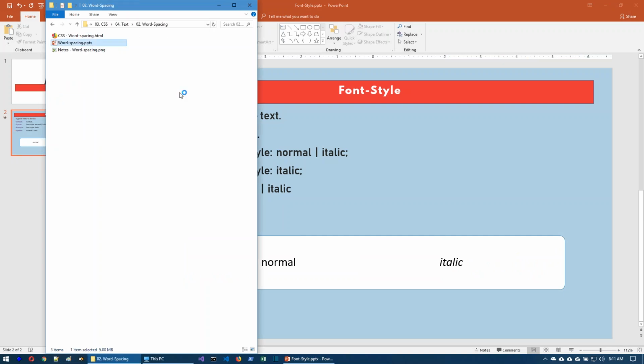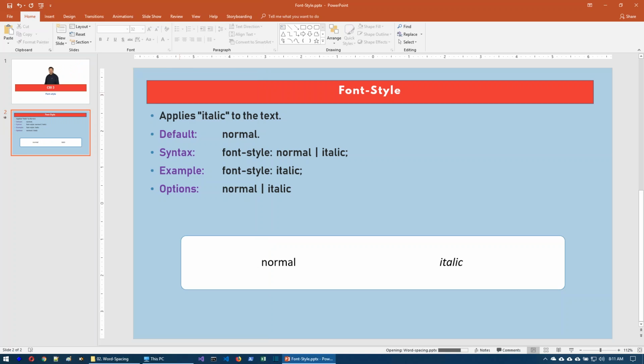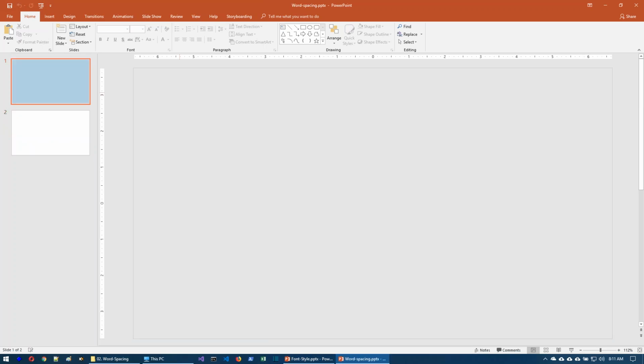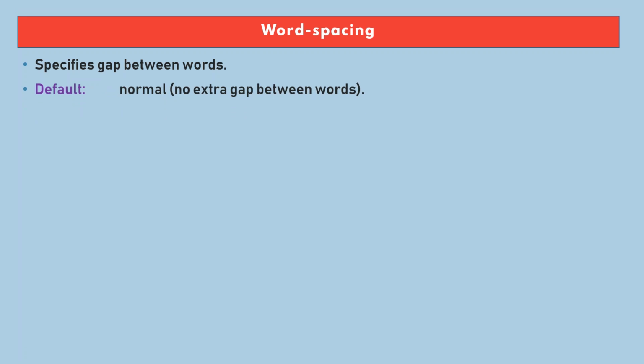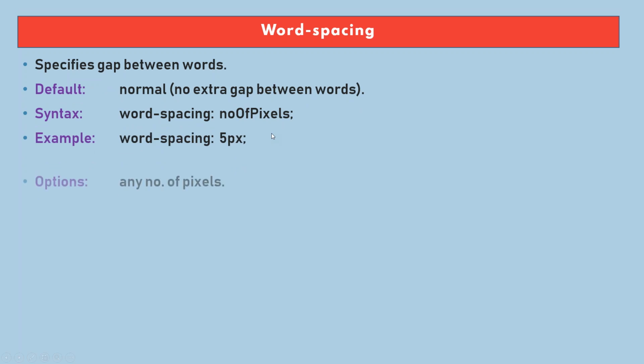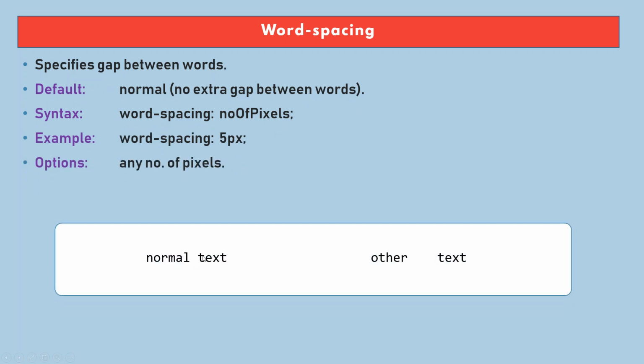Next, word spacing. Gap between words is represented as word spacing. In between every word, some gap can be specified in the form of pixels by using word spacing. See, for example, normal text is like this, but for the other text, between other and text, there is a lot of space. The space can be increased by using word spacing. Gap between letters is letter spacing. Gap between words is word spacing.